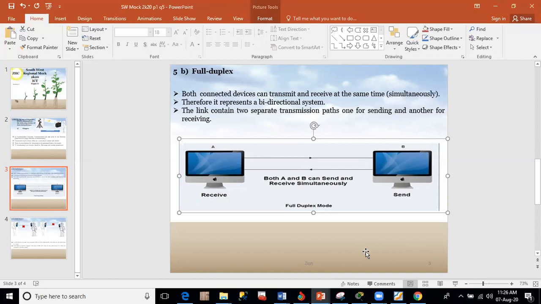So this mode of communication is a simultaneous process in both directions at the same time. Both connected devices can transmit and receive simultaneously, therefore representing a bidirectional system. The link contains two separate transmission paths, one for sending and another for receiving.